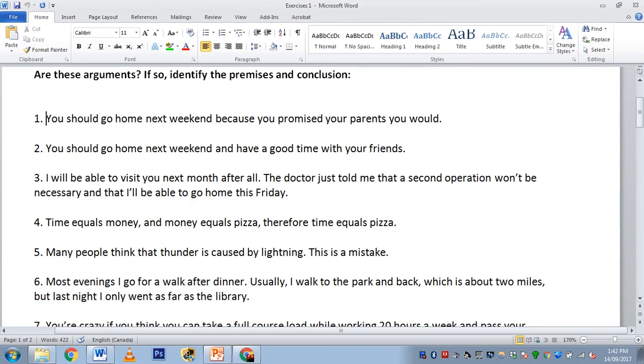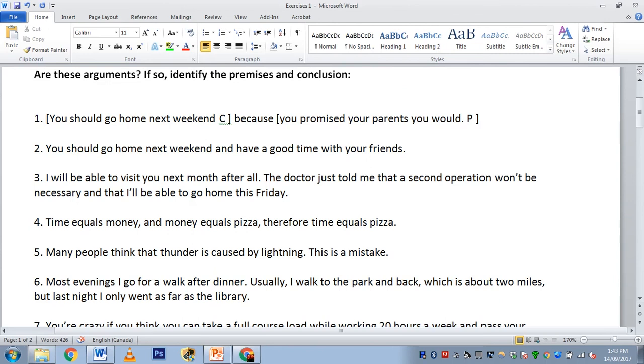The first one, I think this is very plausibly an argument. So if this is an argument, the conclusion is this: you should go home this weekend. Let's call that the conclusion, right? Because, and here's the premise, you promised your parents you would. So the fact that you promised your parents you would go home is a reason to believe that you should go home next weekend. That's how I would interpret this as an argument. All right?